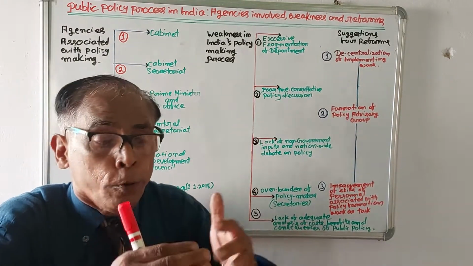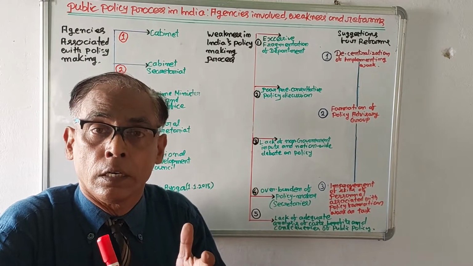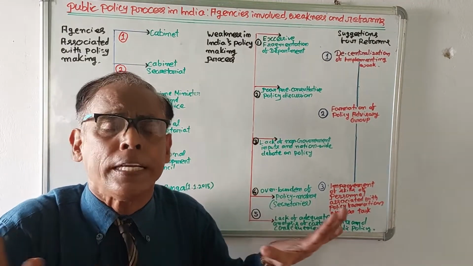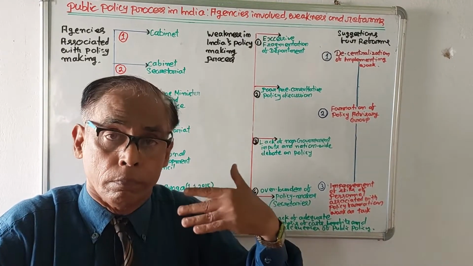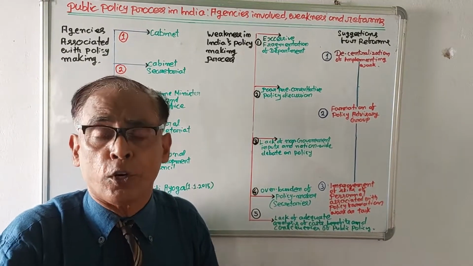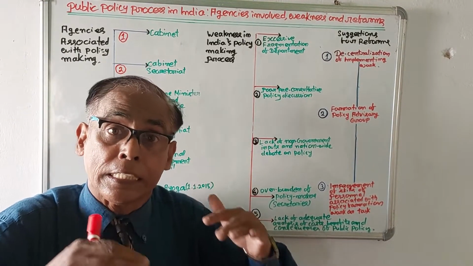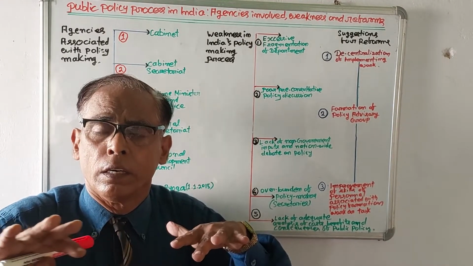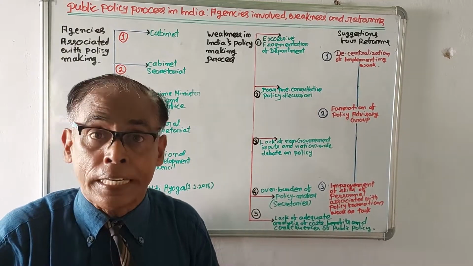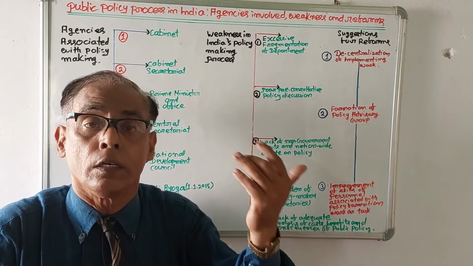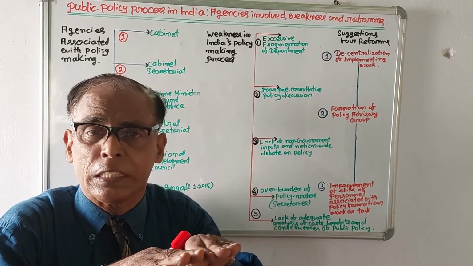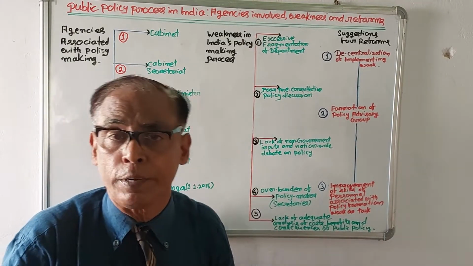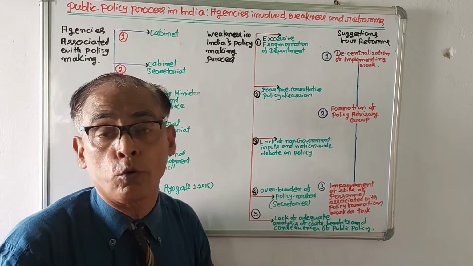It means before a policy is prepared, adequate discussions are not made in India. Just as in America, before a public policy is prepared, adequate discussion is made in the House of Representatives, in the Senate, and on different news channels. But in India, pre-discussion of public policy is not adequately found. It is another weakness of formulation of India's public policy.